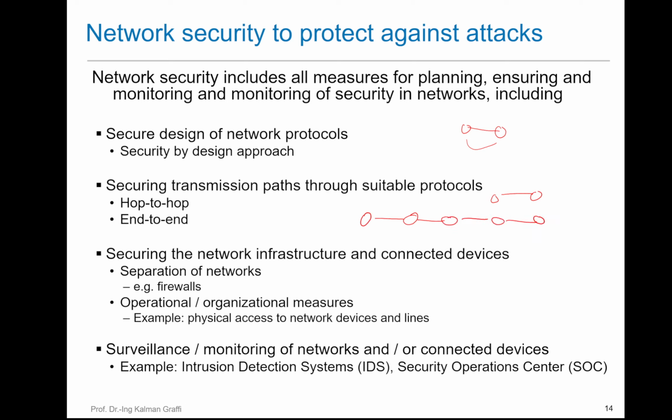We can have this for one-hop communication, but we can also have it for end-to-end communication. Sometimes the protocols that provide these characteristics have hop-to-hop communication as their goal, which is sufficient. Sometimes they want end-to-end communication. Then we look at how different networks interact with each other, so firewalls and other organizational measures. And we also look at surveillance, especially what's going on between the networks. Is there some ongoing attack happening? We will also have a look at that.